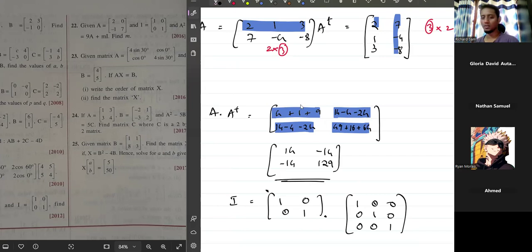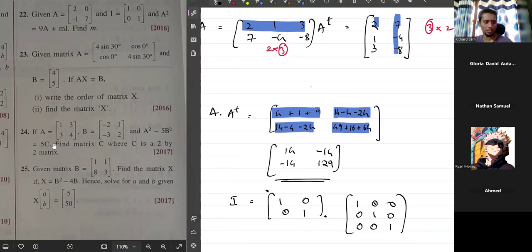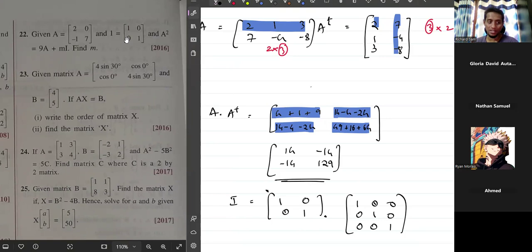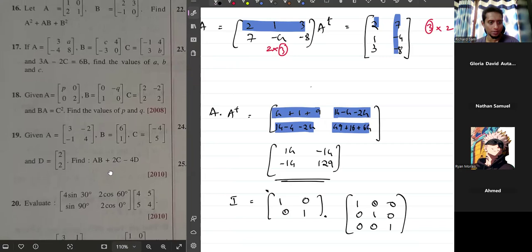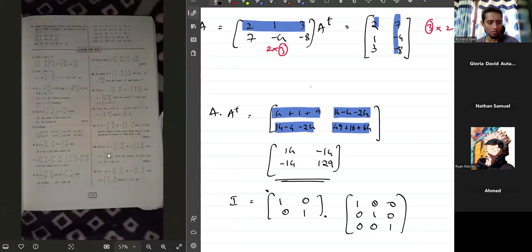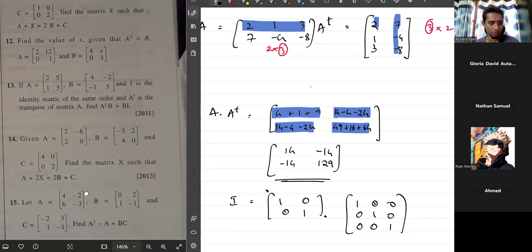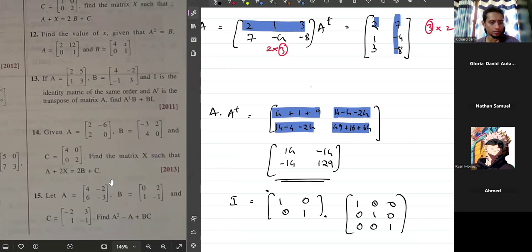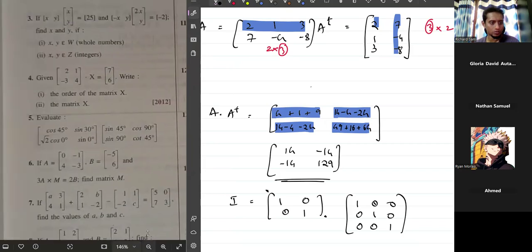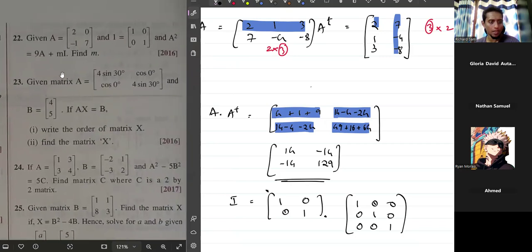Is that clear? Now, where do we use this I? They'll give it in the question. For example, see here 22, they gave I. And I was also used in the equation. Most of the times, they won't give what is I. You just have to figure out based on the order of the matrix. Anyway, see this question here. 22. A is given, I is given, and A square is equal to 2A plus MI. Find M. So the I matrix is one of the matrices used in the equation.